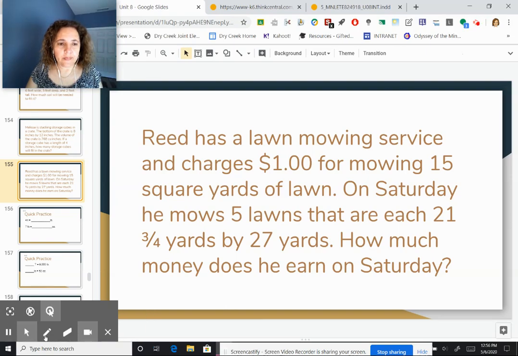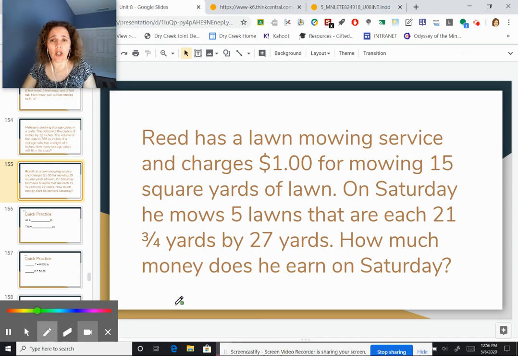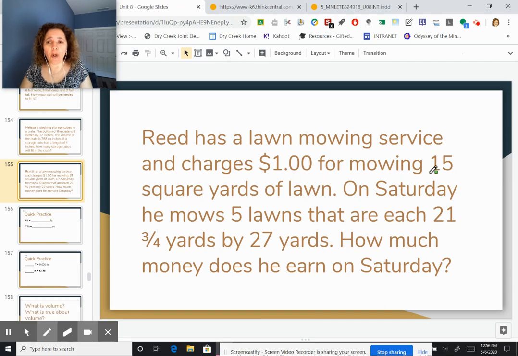All right, ready for our last word problem. So Reed has a lawn mowing service and charges $1 for mowing 15 square yards of lawn. On Saturday, he mows 5 lawns that are each 21 and 3/4 yards by 27 yards. How much money does he earn on Saturday?